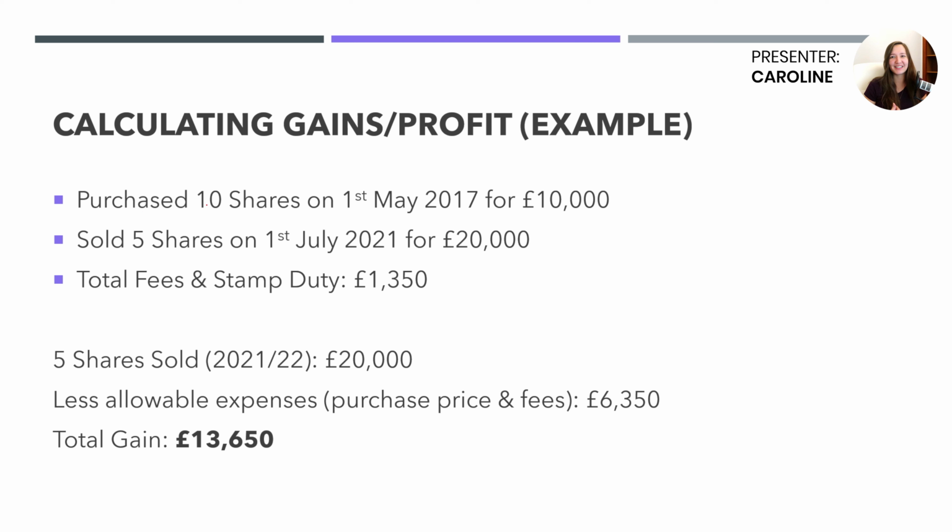So let's look at an actual example of calculating your gains or profits. Let's say you purchased 10 shares on the 1st of May 2017 for £10,000. So just a really simple example. And we sold 5 of those shares in July of 2021 for £20,000. So there's quite a difference going on here. The date that you sell the shares determines what tax year you need to report it in.